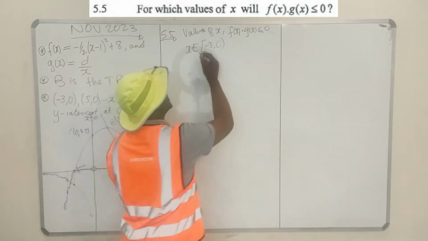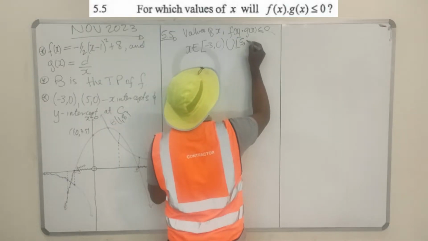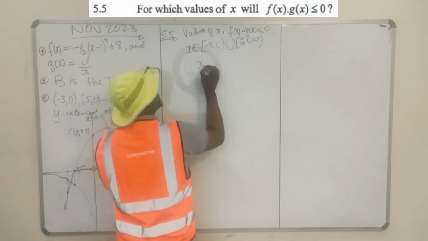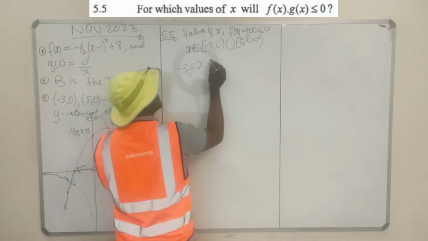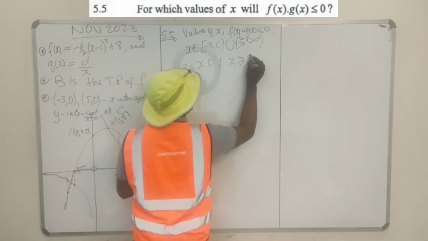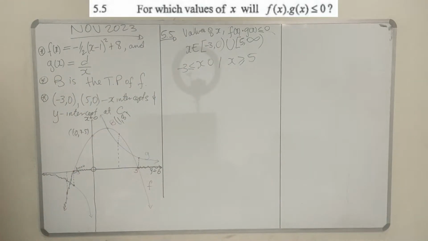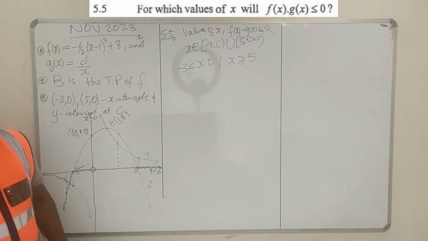So say this interval together with what? With 5 to positive infinity. One would say x greater or equal to -3 and less than 0, or x should be greater or equal to 5. That's another way of writing it. Done. We move on to 5.6.